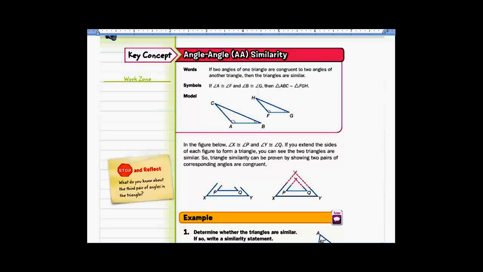All right, Chapter 7, Lesson 5 talks about similar triangles and indirect measurements. So we've been talking about similar triangles for a while now. They are triangles that are the same shape, not necessarily the same size. One is bigger, smaller, dilated than the other one. But they do have things in common. So the first thing that they talk about is angle-angle similarity.